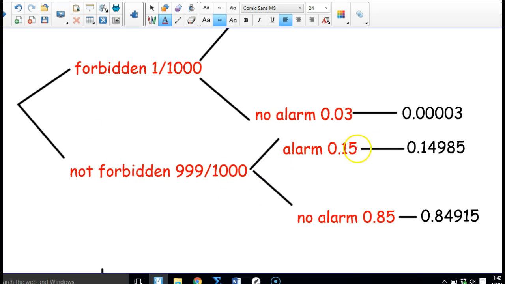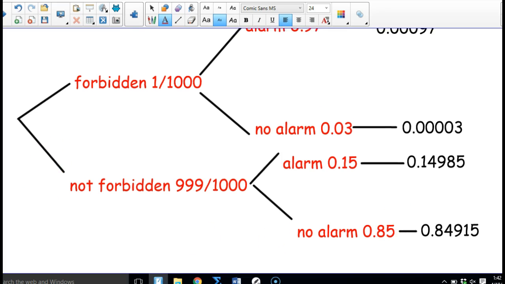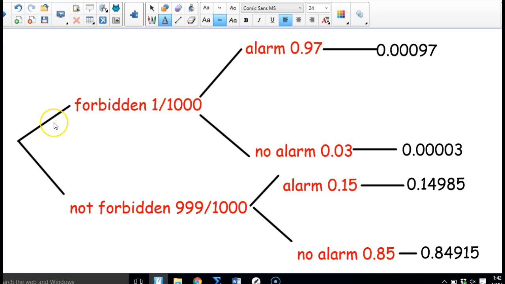All right, next, they tell us that of people who don't bring forbidden material, the alarm gets triggered 15% of the time. So that means no alarm will be 1 minus 0.15, which is 0.85. Okay. Next, before you even answer the question, go ahead and multiply across. This is a sequence of events. So I'm going to multiply 1 divided by 1,000 times 0.97.